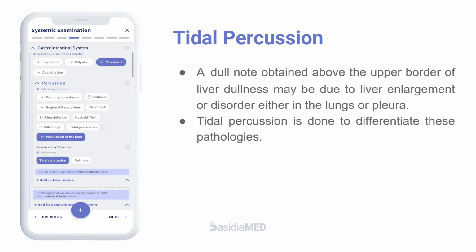Normally, there is an increase in the area of resonance downwards by 4 to 6 centimeters during full inspiration due to the movement of the lungs, diaphragm, and liver downwards. In upward enlargement of liver, the increase in the area of resonance in deep inspiration remains within the normal limits. In lung pathology, the area of resonance decreases on tidal percussion.